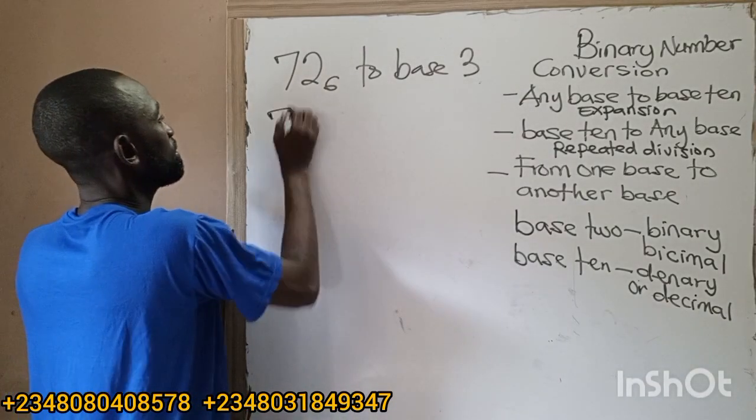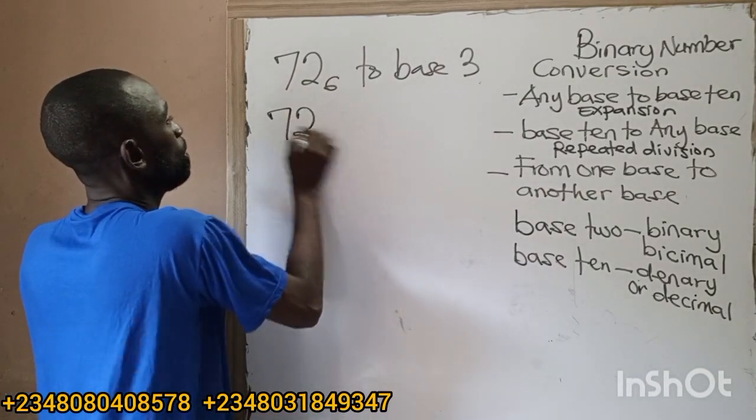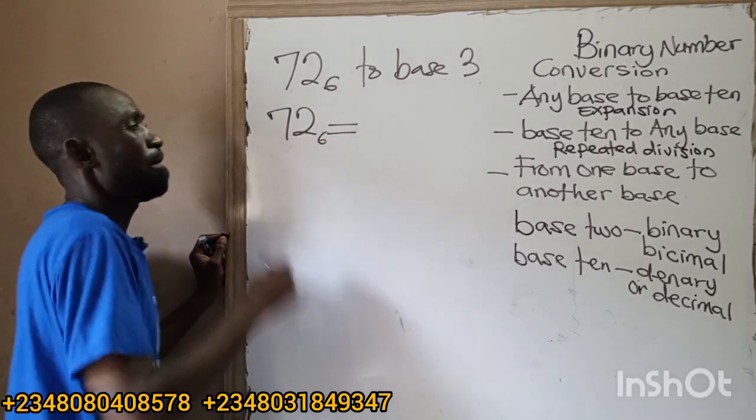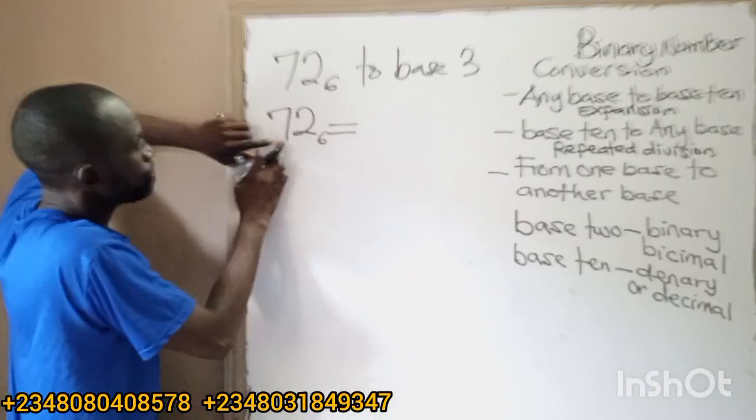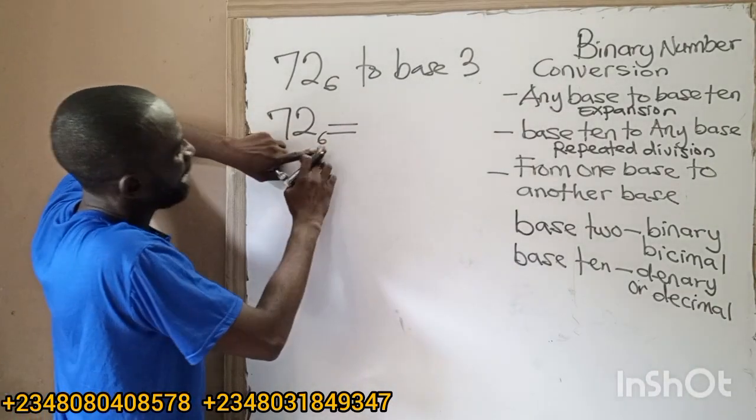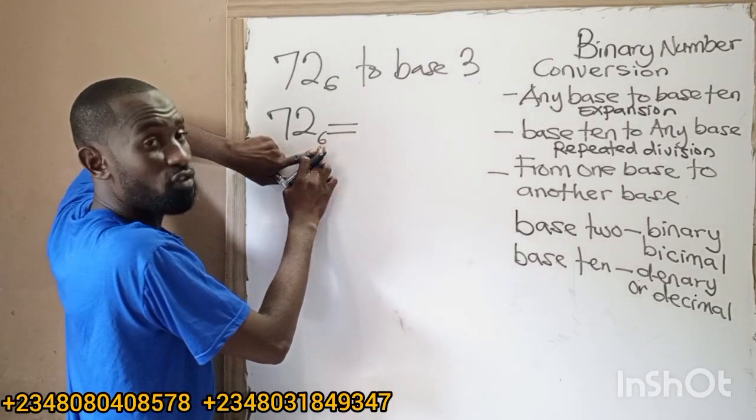So 72 base 6 to base 10. Let us use the shortcut. 7 times this, what is it now? 42.